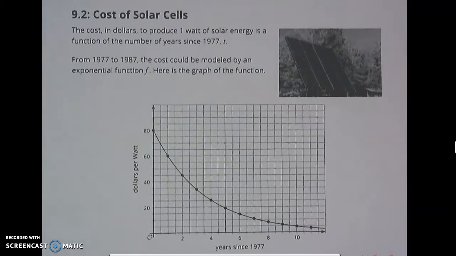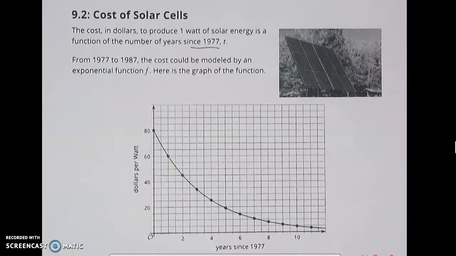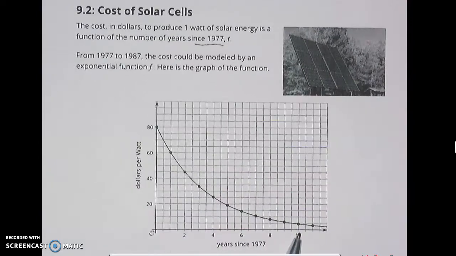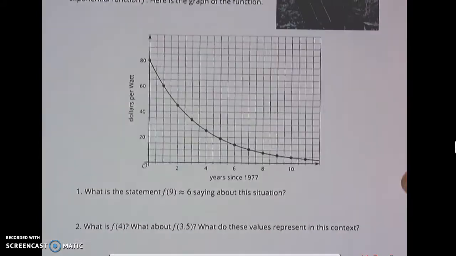All right, so let's take a look at a situation here. We have the cost in dollars to produce 1 watt of solar energy as a function of the number of years since 1977, and we're going to call that t. So from 1977 to 1987, the cost could be modeled by an exponential function f. And here is this graph. Based on this graph, we're going to find a number of pieces of information down here.